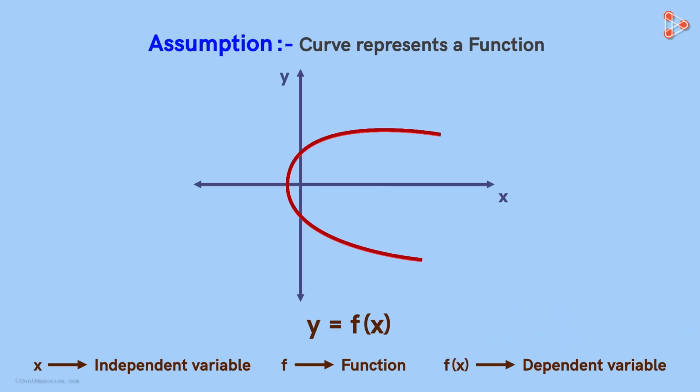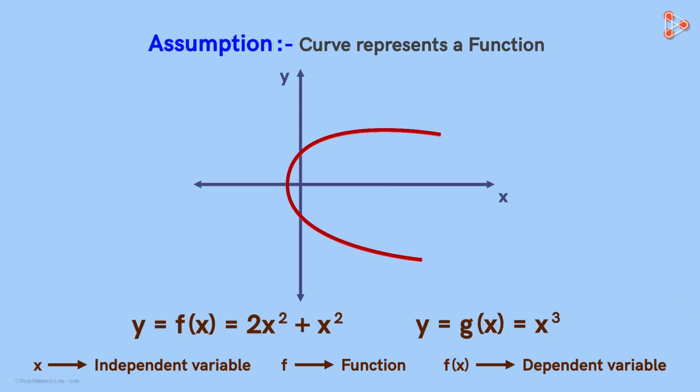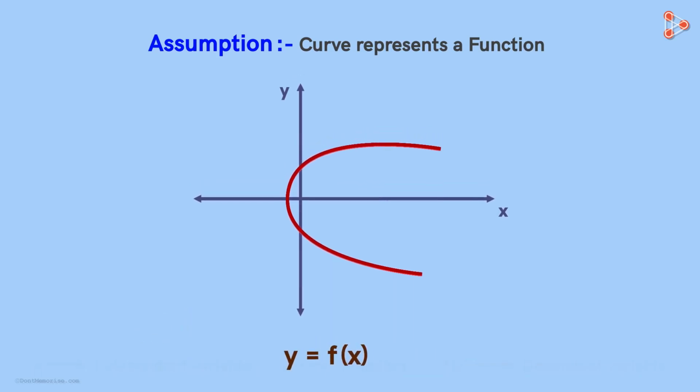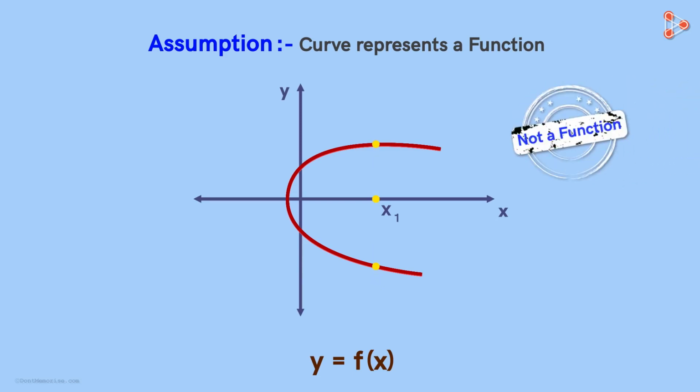Such type of notations also help us when we want to talk about two different functions between the same variables. We can denote them using different letters like this. Now let's come back to our question. Look at this point on the x-axis. We denote it by x1. Now we see that related to x1, there are two values of the variable y. And that's why this curve does not represent a function.